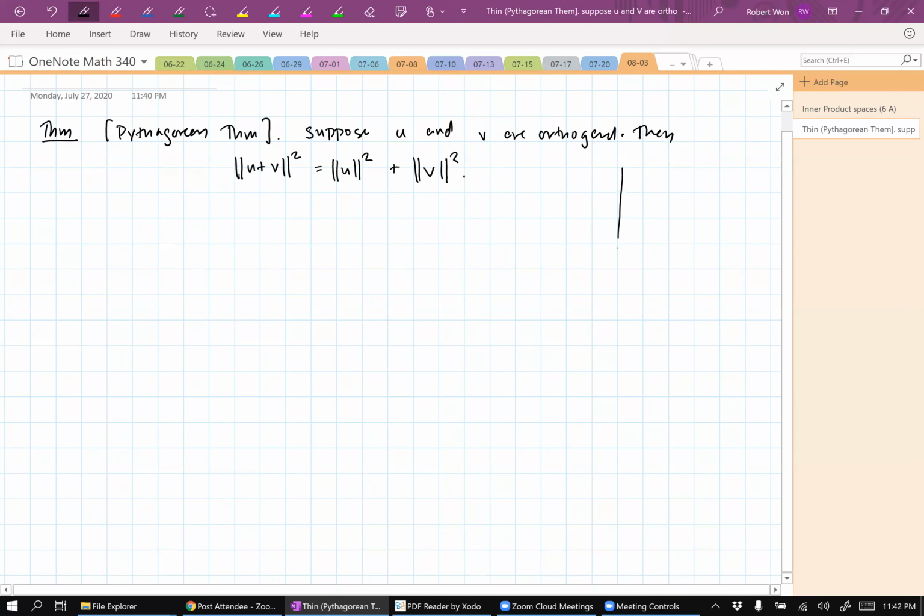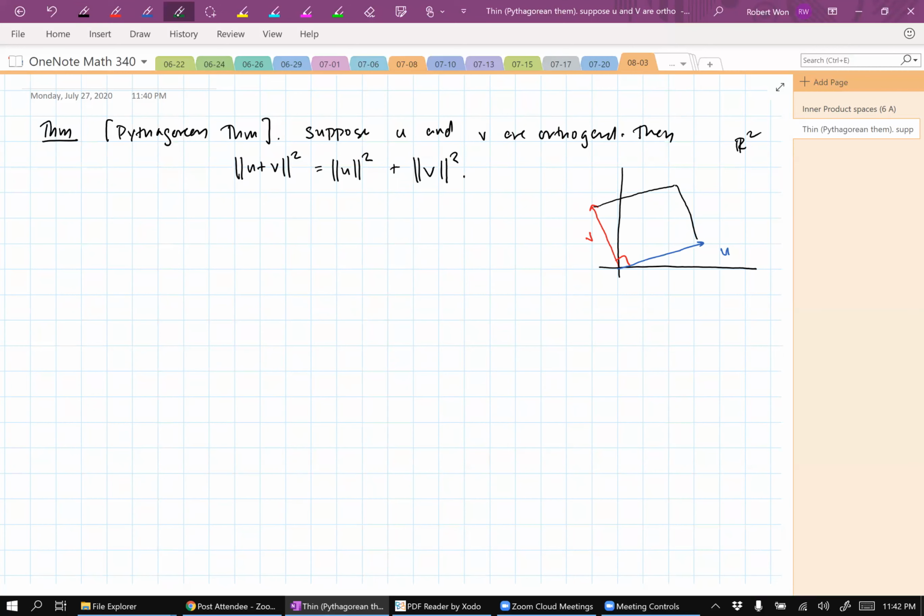But what's the picture? Okay, so here we're in R2. Suppose that you have a vector u, looks like this. I'm assuming that u and v are orthogonal, which in R2 means that they're perpendicular. I should try to draw them. So these are orthogonal vectors. What is u plus v? Well, if you complete the parallelogram, which in this case is a rectangle, it doesn't really look like one, but it's supposed to be. This vector is u plus v.